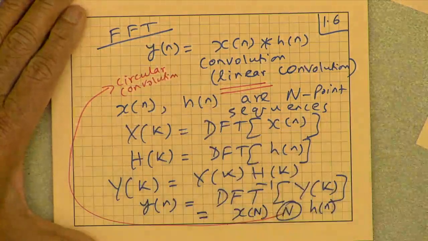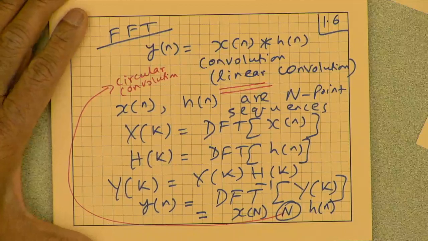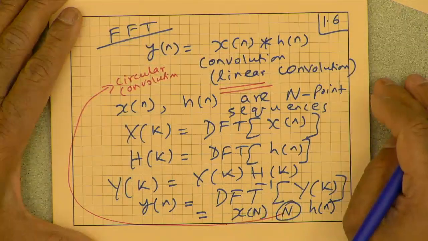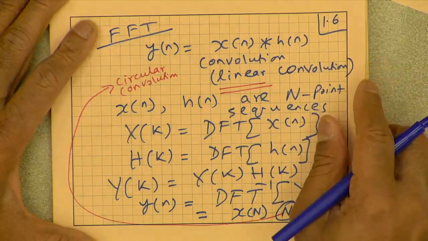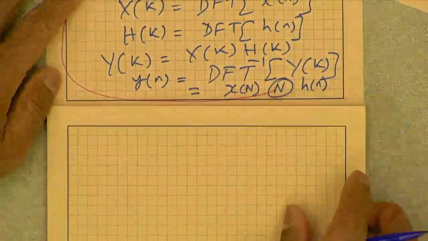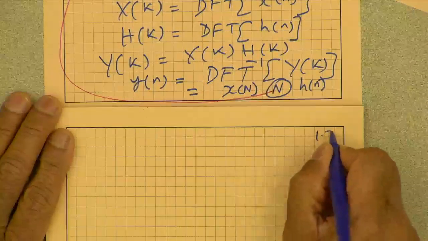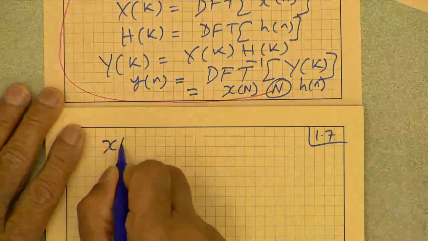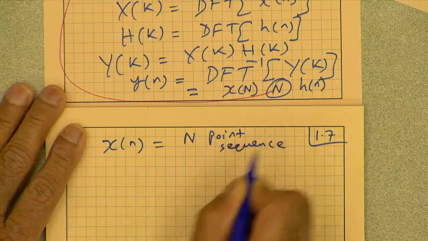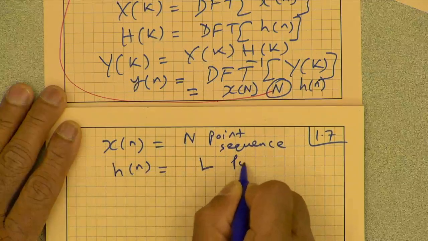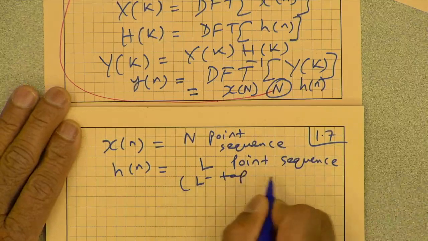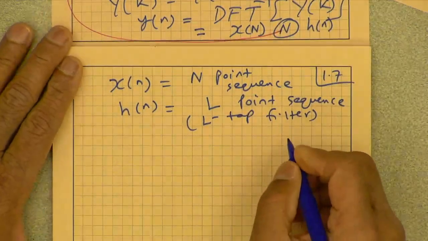Then one might say, okay, the DFT is not useful because it's not computing xn linear convolution hn, but it's computing circular convolution of hn. But under certain conditions, the circular convolution is equal to the linear convolution. So for example, let's say xn is an N point sequence, and hn is an L point sequence. That means it's an L tap FIR filter.